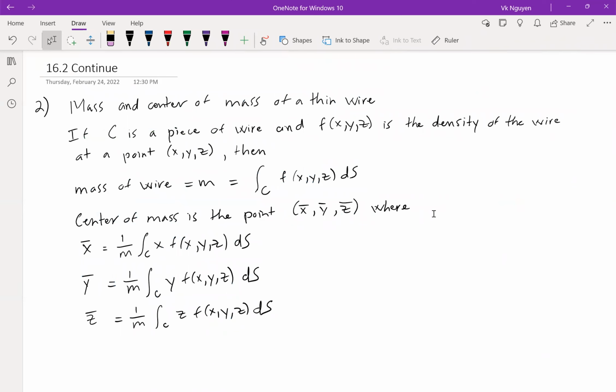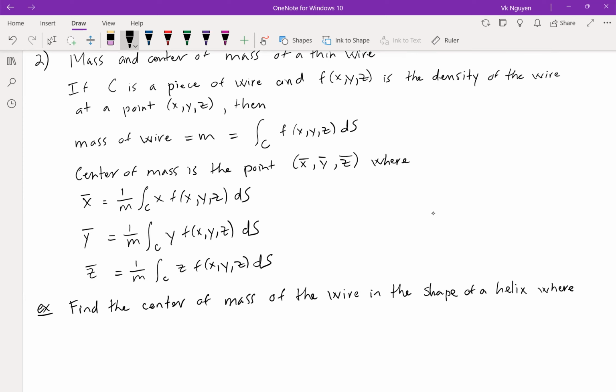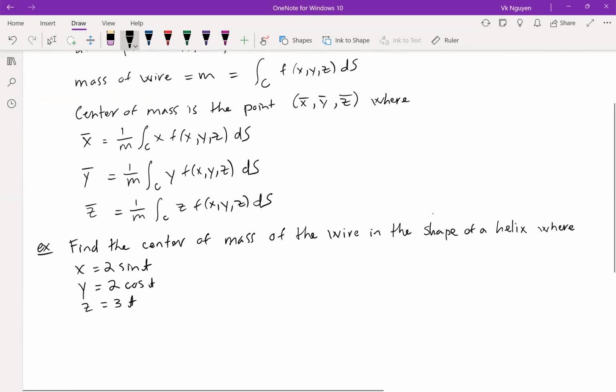Okay. So here comes one problem, right? You've got to be able to figure out the center of mass. One, find the center of mass of a wire in the shape of a helix where x equals sine t, y equals 2 cosine t, and z equals 3t. t goes from 0 to 2 pi.